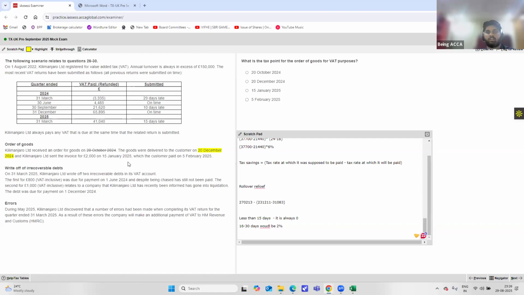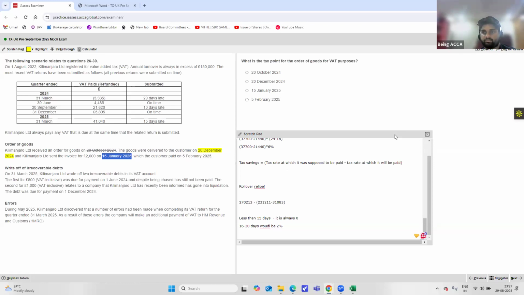So next, for the actual tax point to become the date, what should happen? An invoice is to be issued within 14 days. But what is happening? The invoice was sent on 15 January 2025, which is not within 14 days. So directly, you do not have to look at any further questions. Directly choose the option 20th December 2024. All right, and that is how you solve your question.